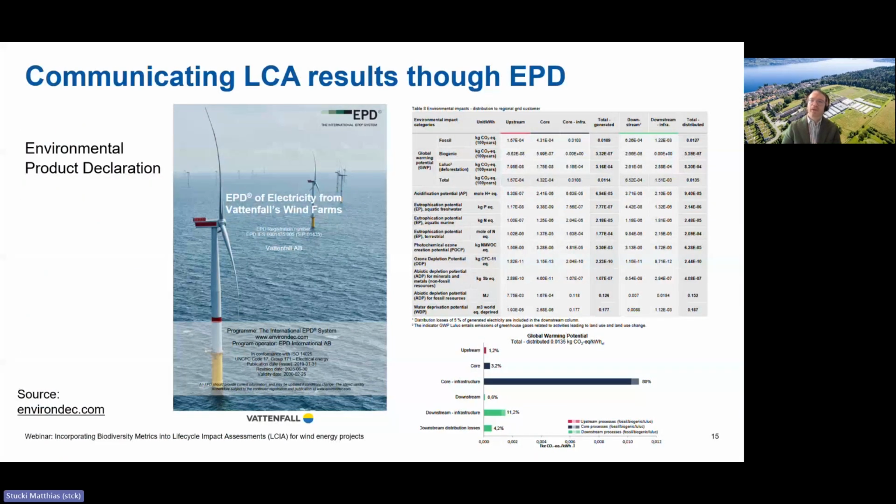Changing the perspective from the policy side to the business side, LCA is also gaining more and more attention. One way companies often present and publish their LCA results is through EPDs, harmonized environmental product declarations. One example on wind energy is from Vattenfall, who published an EPD of electricity from their wind farms. You can see it contains a lot of numbers for all the different indicators that they have assessed in their EPD study.